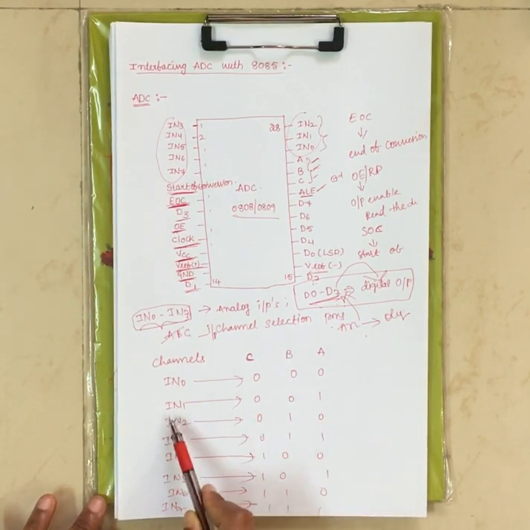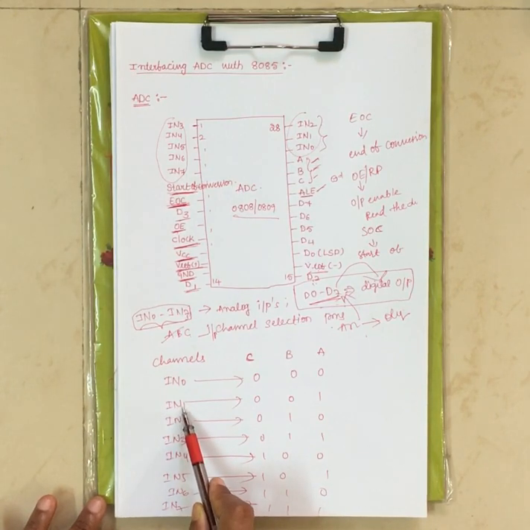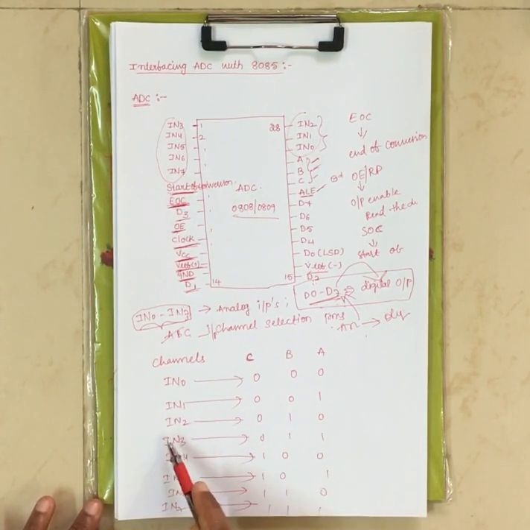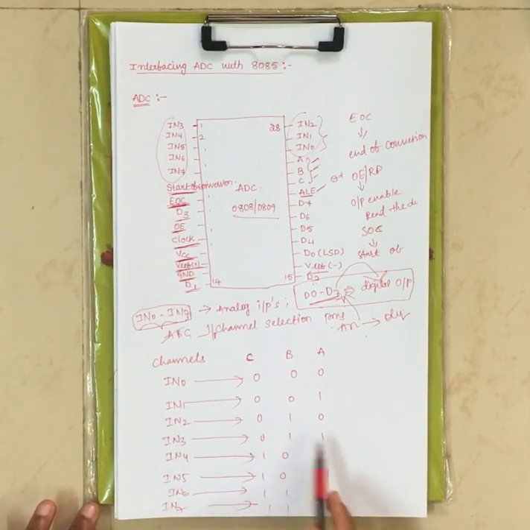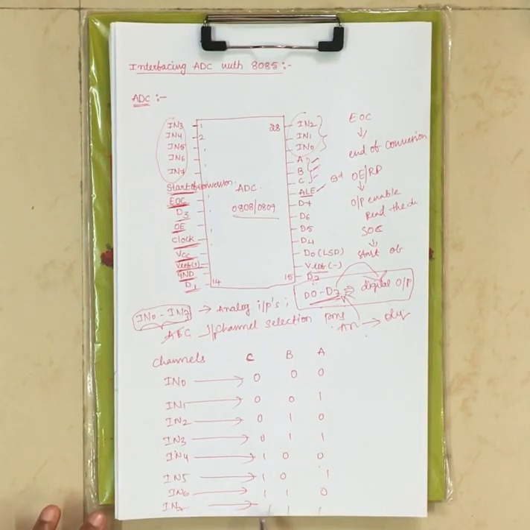For 001, analog input first channel is selected. For 010, IN2 is selected, analog input second channel. And next, the third channel is selected for 011, the fourth channel is selected for 100, and so on. The final channel, IN7, is selected for all ones. Now this is the description of ADC.